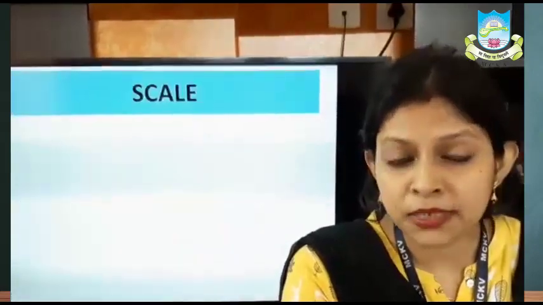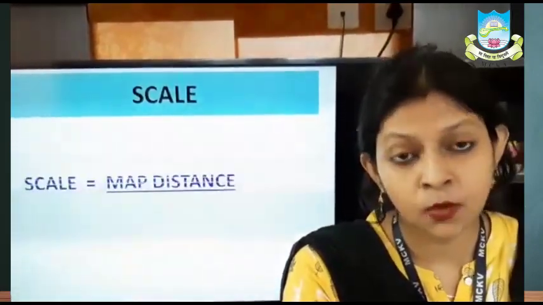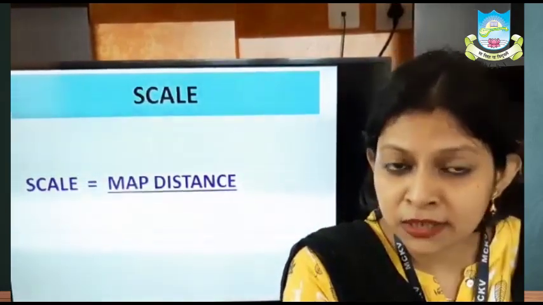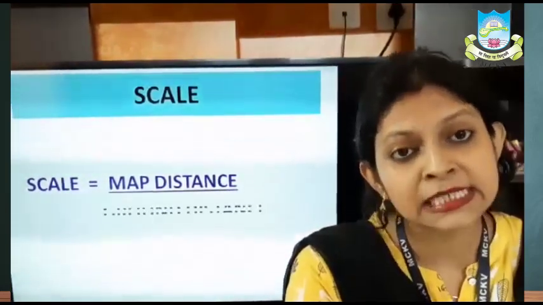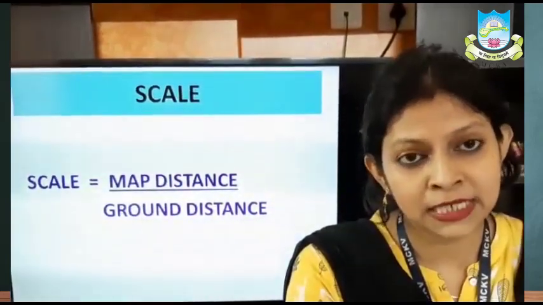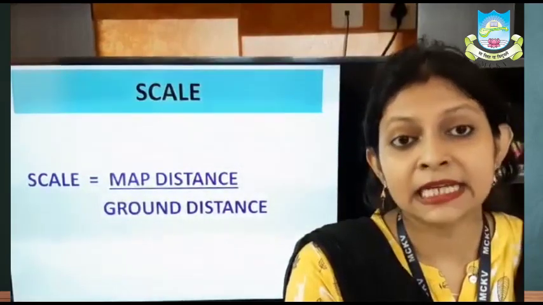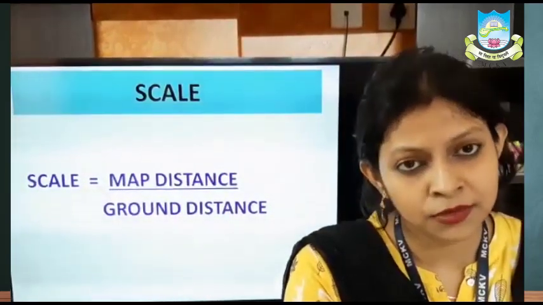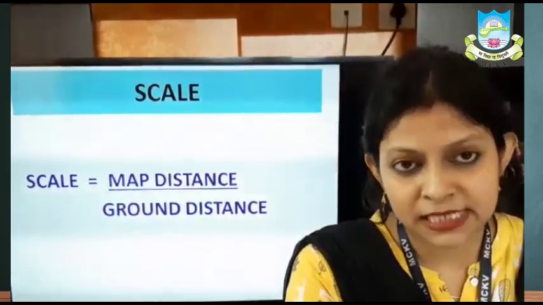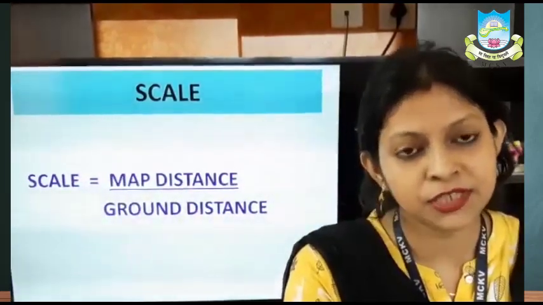The third component of a map is scale. What is a scale? A scale is a ratio between distance on the map and corresponding distance on the ground. I repeat, a scale is a ratio between distance on the map and corresponding distance on the ground. In short, we may say scale is equal to map distance divided by ground distance.